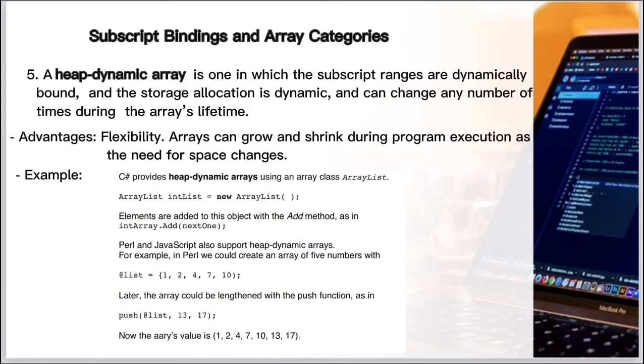5. A heap dynamic array is one in which the subscript ranges are dynamically bound and the storage allocation is dynamic and can change any number of times during the array's lifetime. Advantages: flexibility. Arrays can grow and shrink during program execution as the need for space changes.